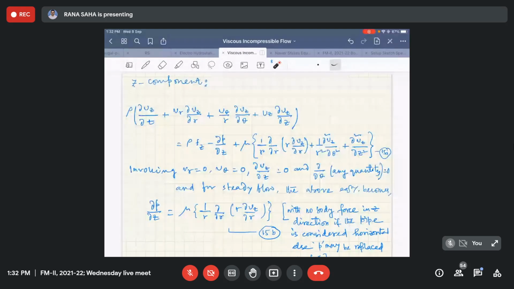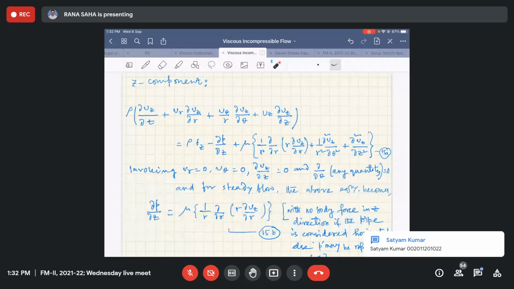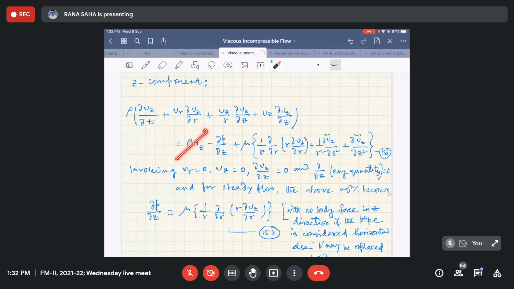And in the right-hand side, the body force term, if you consider a horizontal pipe or the axis horizontal, this will also go. We are not sure about this term del P del Z. And looking into the viscous term, that is this bracketed term, the first one, that is 1 by R del R of R del Vz del R, this term needs to be retained because Vz would be a function of R. So del Vz del R may be there.